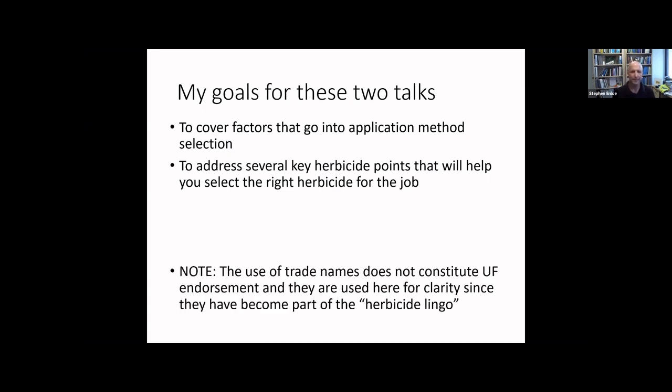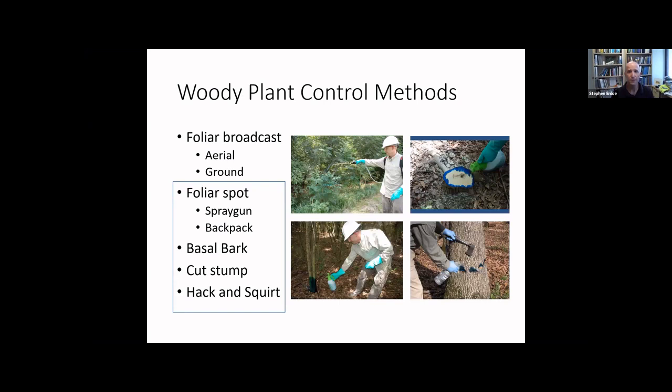Okay, so look, any trade names I throw out this morning, UF's not endorsing them, but honestly, within our world, trade names have become part of the herbicide lingo. And so if I switch up triclopyr amine with Garlon 3A, I'm not endorsing that product, but it is what it is. So when we think about woody plant control methods, we have foliar type issues, from broadcast methods down to spray guns and backpacks, and then following that into our other IPT methods of basal bark, cut stump, hack, and squirt.